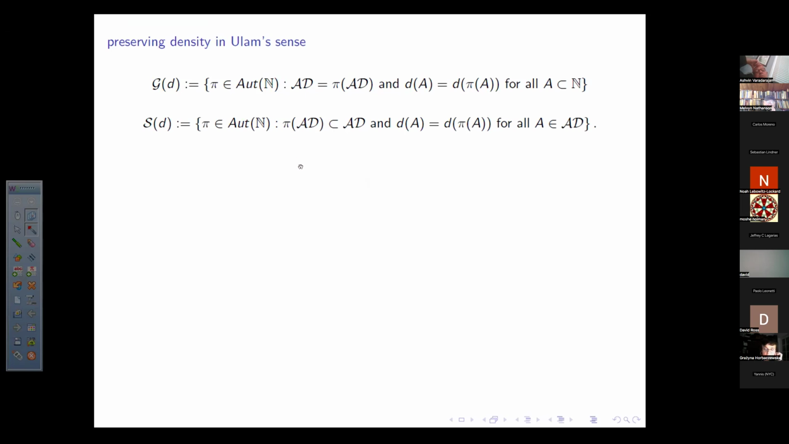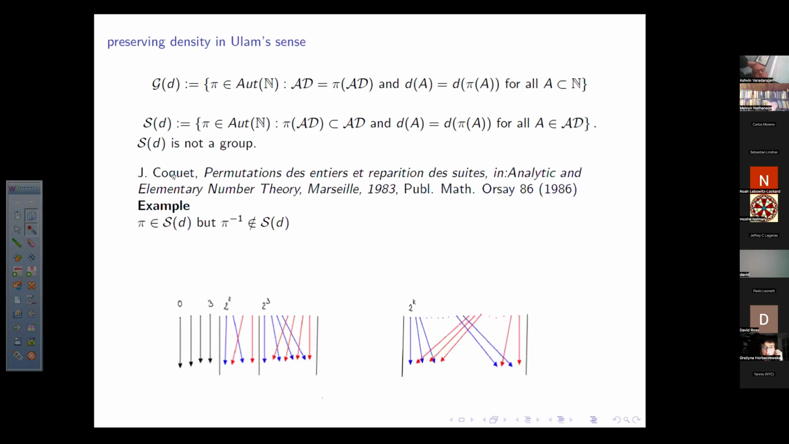Yeah, he asked about the situation where we consider a set having density, and then when we permute, we stay in the same family, and density is not changed. And it turned out that it's not the same family as here, because this is not a group. The example was delivered by Koke in his paper on permutations of sequences, published in Marseille. I'm going to describe only the main idea of this permutation, which shows that it is not a group. So this permutation belongs to this family, but the inverse one does not belong to it.